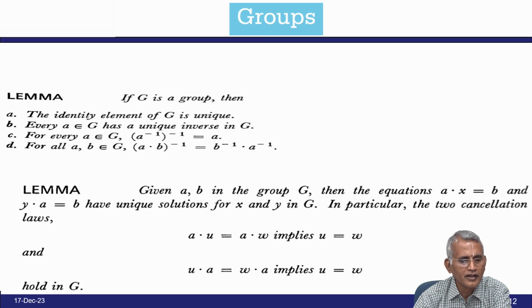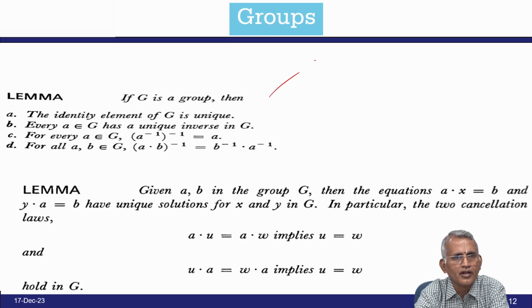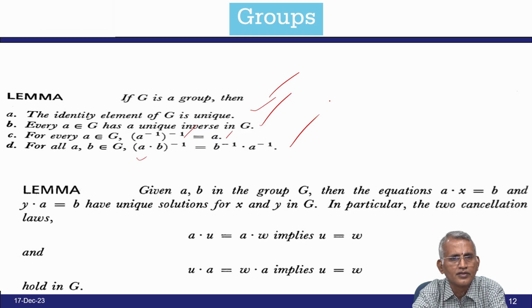Now, we have to recollect, if G is a group, then the identity element of G is unique. Every A in G has a unique inverse in G, then for every A in G, A inverse the whole inverse is A, and for all A, B in G, (A dot B) the whole inverse equals B inverse dot A inverse. So, recollect these things so that at a later stage we can use them.